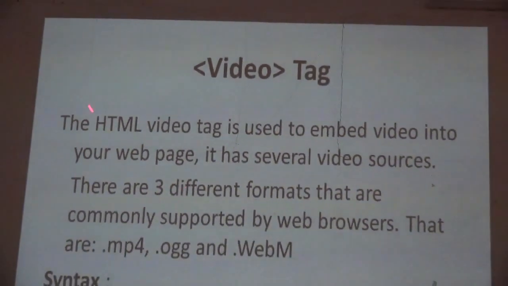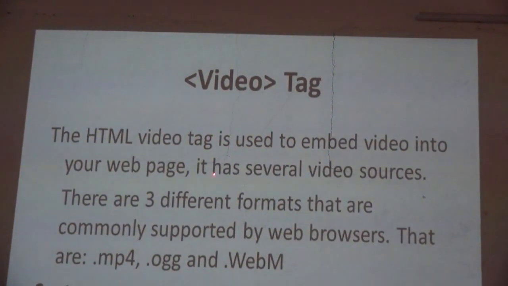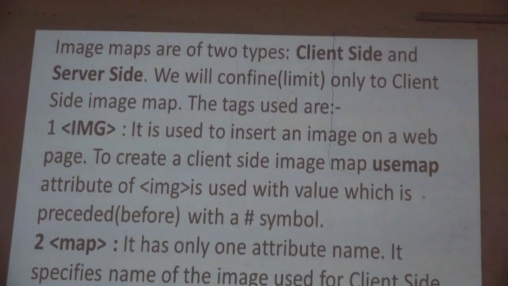Now we are moving to the next point, that is the video tag. The HTML video tag is used to embed video into your web page. It has several video sources. There are 3 different formats that are commonly supported by web browsers. In audio file formats we saw MP3. Here in the video tag we use MP4, OGG is common, and WebM. The syntax is video source URL. The long form of URL is uniform resource locator, controls /video. Again, we are showing this by an example.